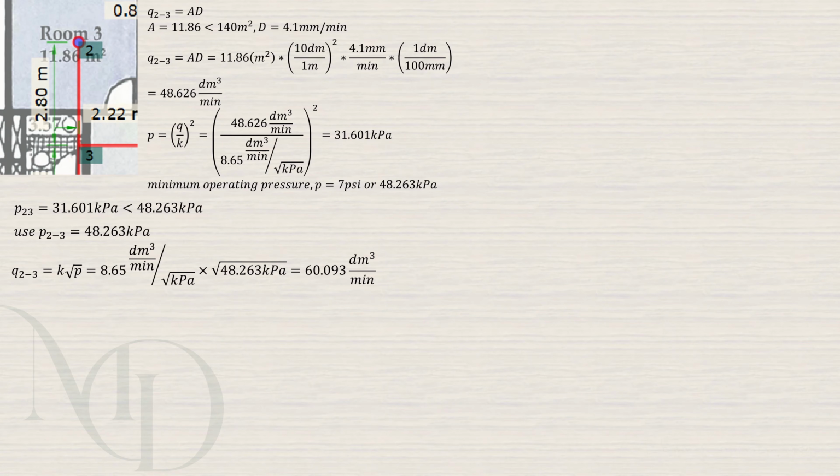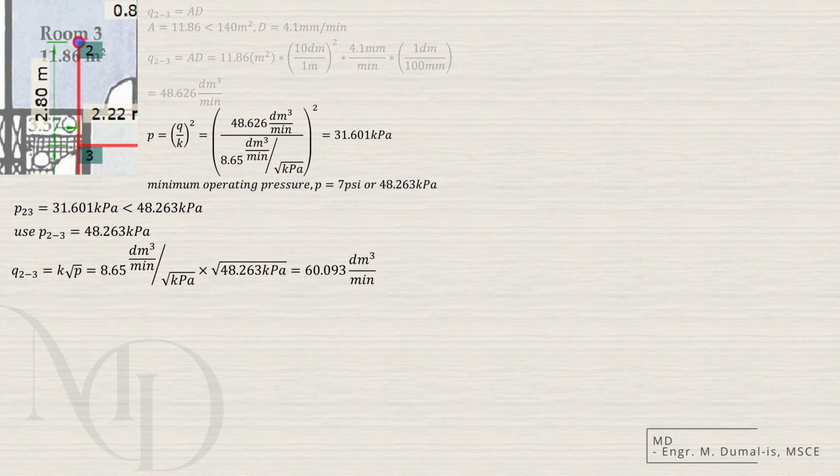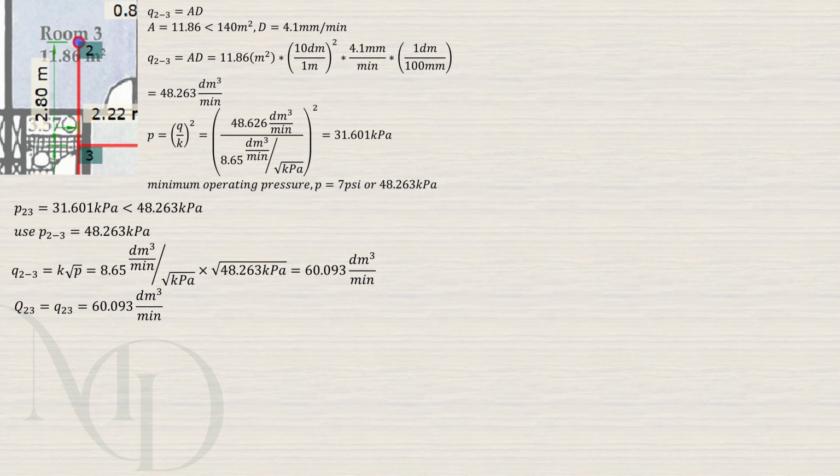Next, we reverse the calculation. Starting from the minimum pressure, we solve for the expected discharge using the same K-factor formula. This gives us a discharge of 60.093 cubic decimeter per minute. Node number 2 is a lone sprinkler, so the total discharge demand for run 23 is also 60.093 cubic decimeter per minute.